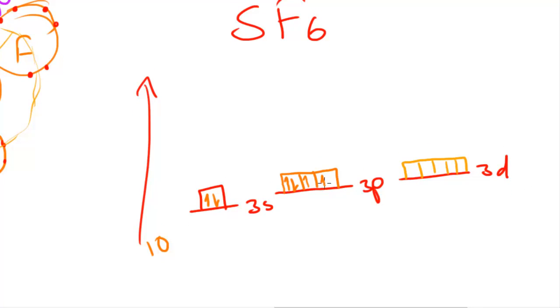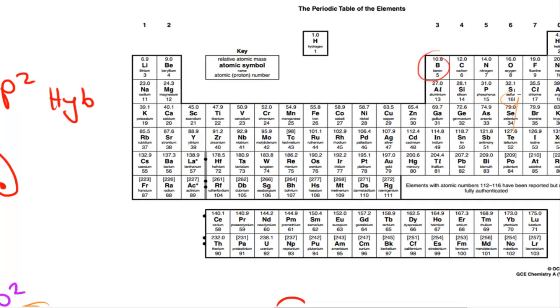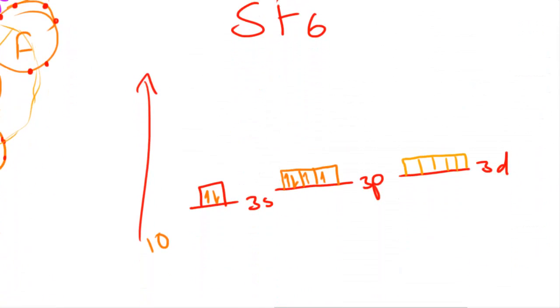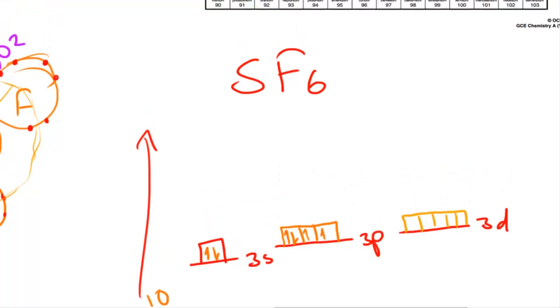So what happened, if you look at this right now, you presumably expect sulfur would only really form two bonds, since we've got two unpaired electrons. And like oxygen does, since it's in the same group as oxygen, you see it's just below oxygen, we'd expect it maybe to form just two bonds. But this is not the case.